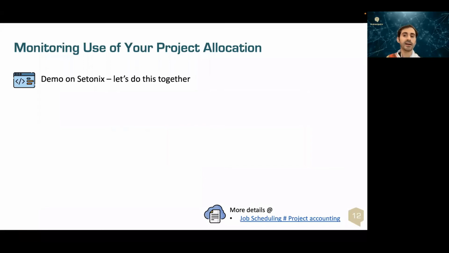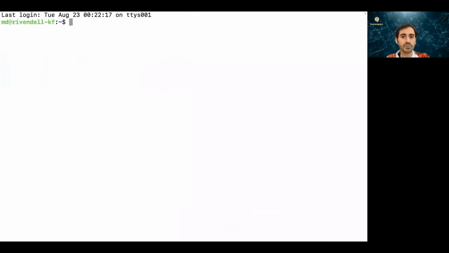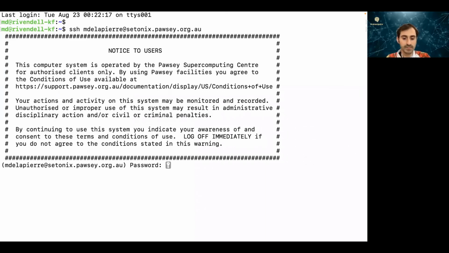Before doing that, let's go together for a quick demo on how to monitor usage of your project allocation, of your service units. Let me go back to the terminal. Feel free to follow me with your terminal as well. I'm now going to log in to Setonix with the SSH command that we saw in module 2 on logging in. It will be ssh username at setonix.pawsey.org.au. Password is requested.